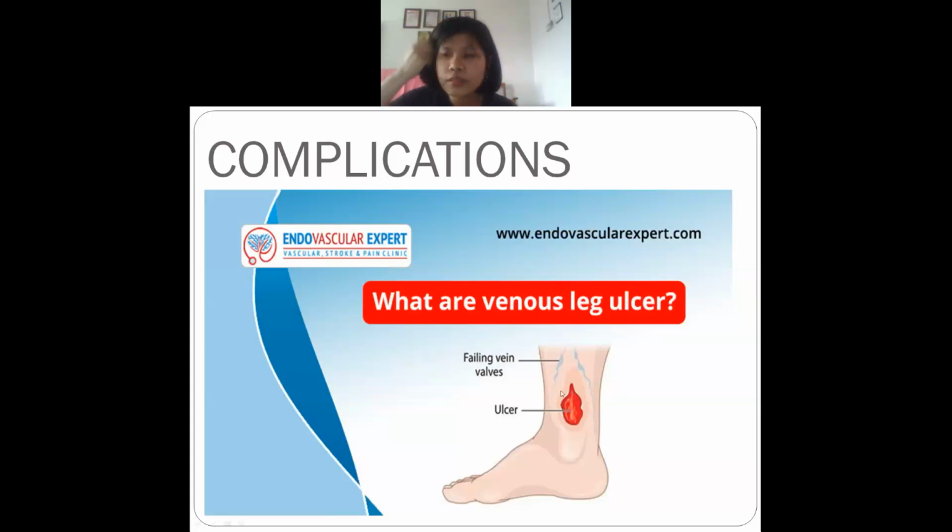Because of the weak or damaged valves, the blood will accumulate in one particular place, and in that place there will be inflammation. Understand? There will be inflammation, and ultimately it will lead to ulcer. It will lead to ulcer mostly near the ankle. So this is your ankle. It will mostly lie in this particular place. All right?